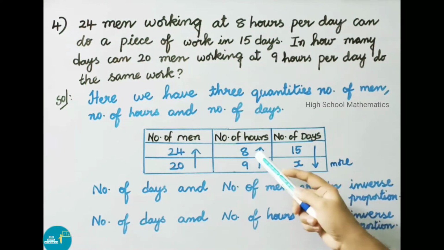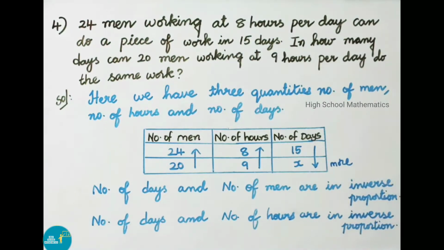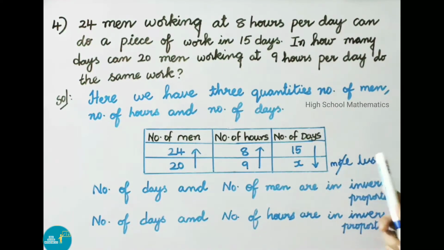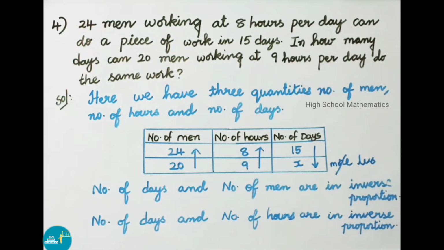Working for 8 hours per day, they complete the work in 15 days. Then working for 9 hours per day, they can complete the work in less number of days here. Less hours, more days; more hours, less number of days, they are going to finish the work. So here both quantities are in inverse proportion. So here also we indicate with upward arrow.